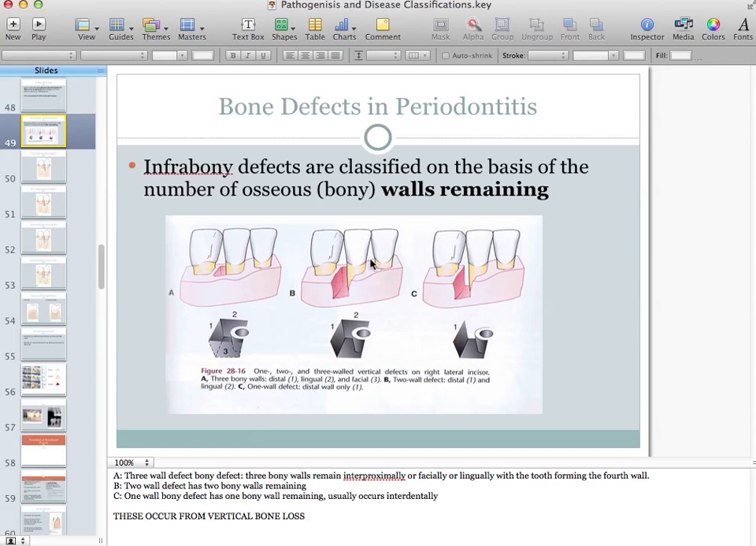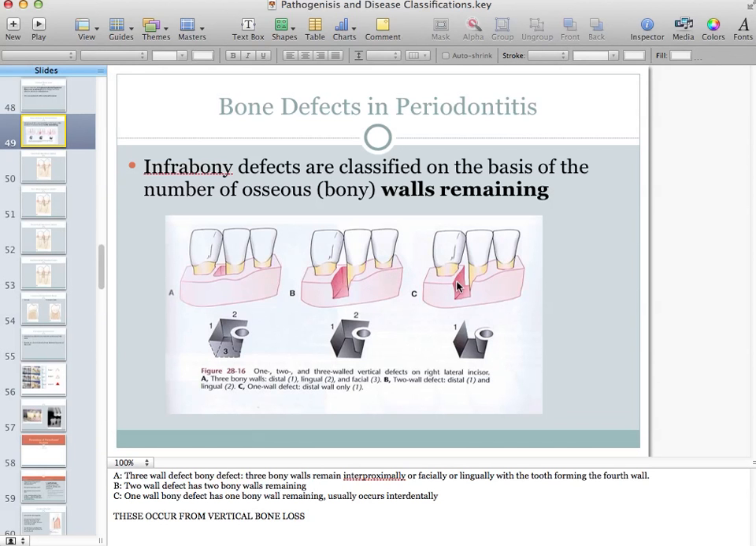Now look at picture B. Now you only have the lingual and the mesial part of the tooth touching bone. Half of the facial and the distal are missing bone. So this is called a 2-wall defect. There's only 2 walls of bone remaining, okay?